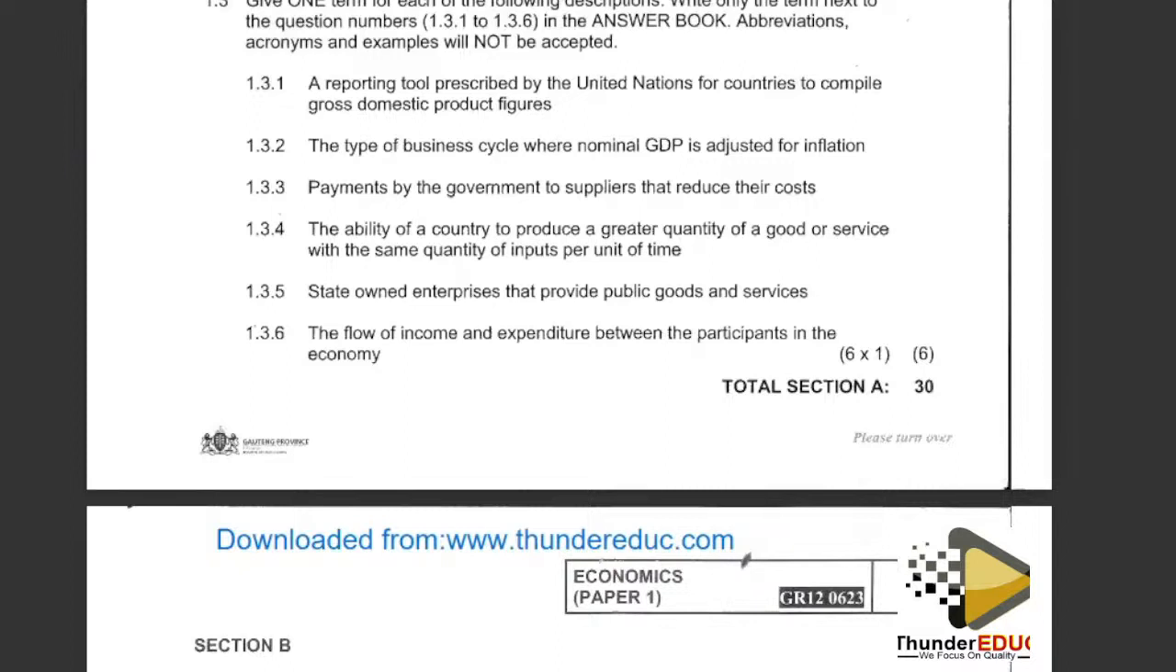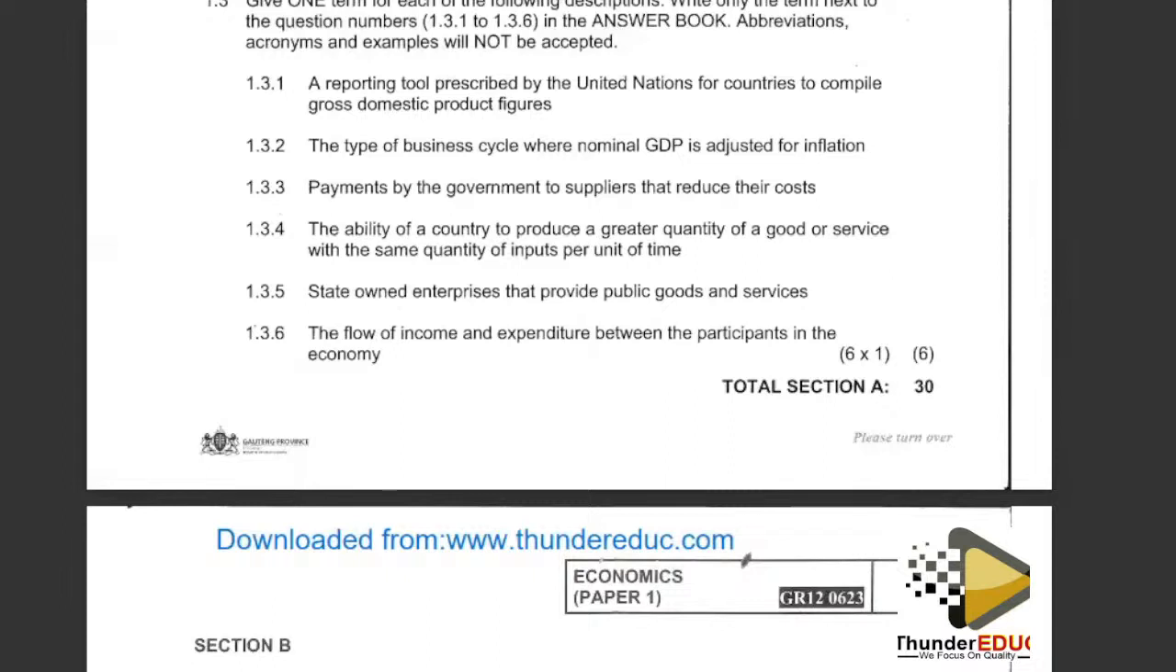Okay, right. So now let's check the question. Give one term for each of the following descriptions. Write only the term next to the question number. An example is given there. So we have 1.3.1 to 1.3.6 in the answer book. Abbreviations, acronyms, and examples will not be accepted. So it means that what they are saying, you shouldn't write GDP. If you write GDP, I put a cross. I don't even put half, I put a cross. Why a cross? Because it is specified amongst a set of instructions that you shouldn't write abbreviations, but you rather say gross domestic product.